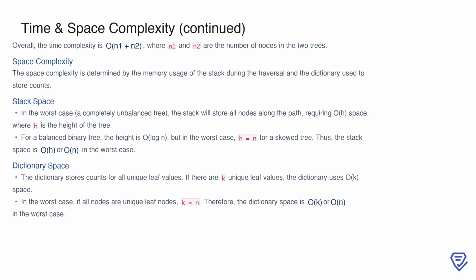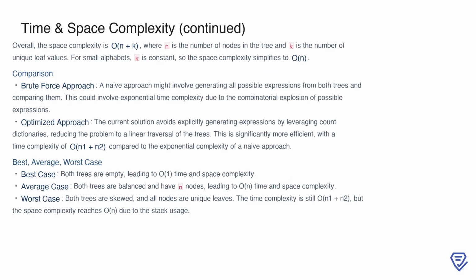Now, the dictionary storing counts for unique leaf values uses O(k) space, where k is the number of unique leaves. In the worst case, if all nodes are unique leaves, k equals n, resulting in O(n) space for the dictionary. Combining these factors, the space complexity can be expressed as O(h + k), which in the worst case becomes O(n). Finally, the overall space complexity simplifies to O(n + k), where n is the total number of nodes and k is the number of unique leaf values.